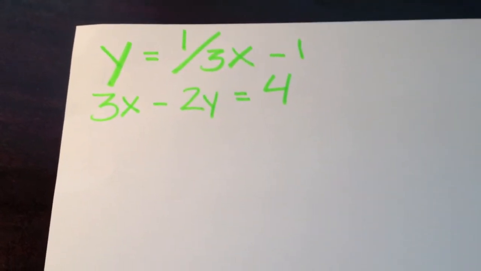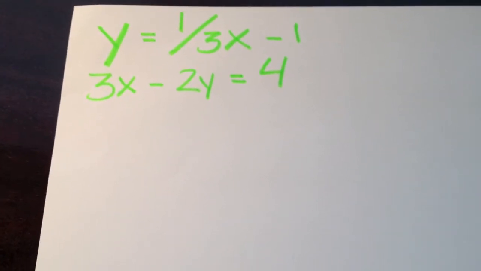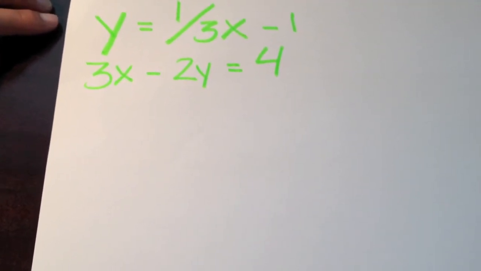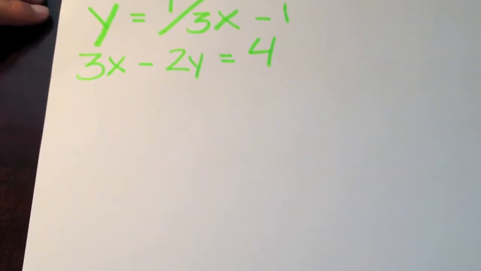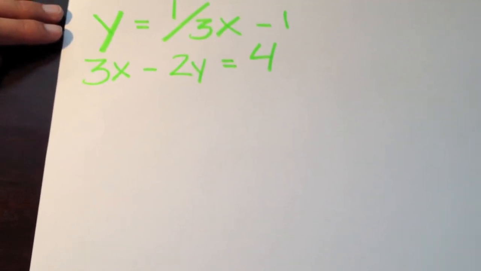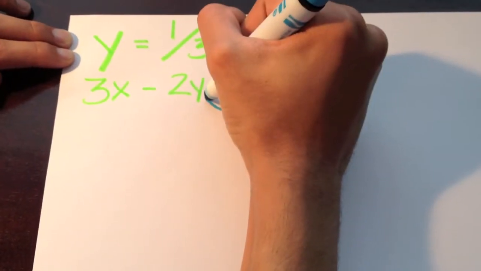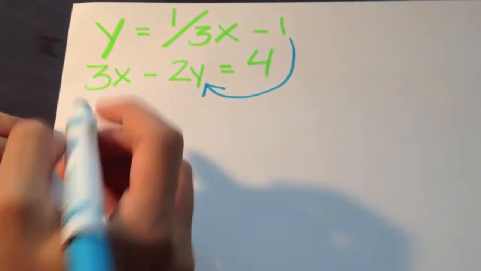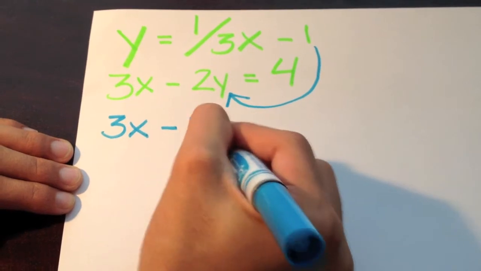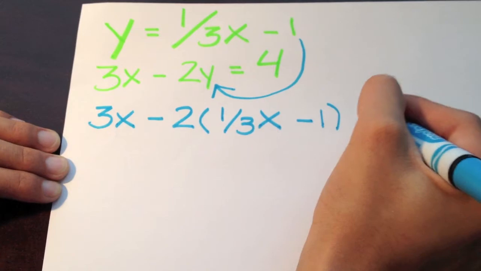Welcome. So today we're going to be solving equations using the substitution method. Notice that in the first equation we have y equals 1/3 times x minus 1. Our second equation is 3x minus 2y equals 4. So we're going to substitute the y from the first equation into the y of the second equation. This is going to give us 3x minus 2 times (1/3 times x minus 1) equals 4.